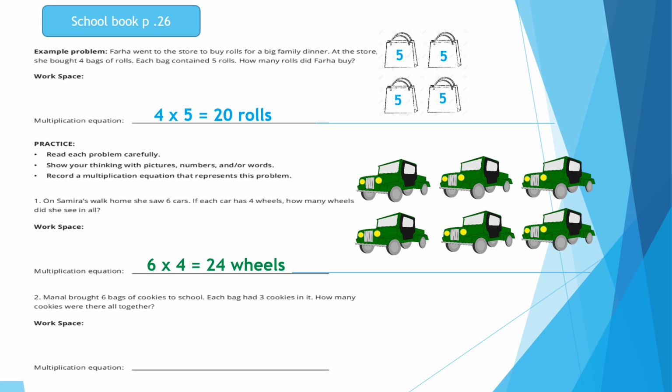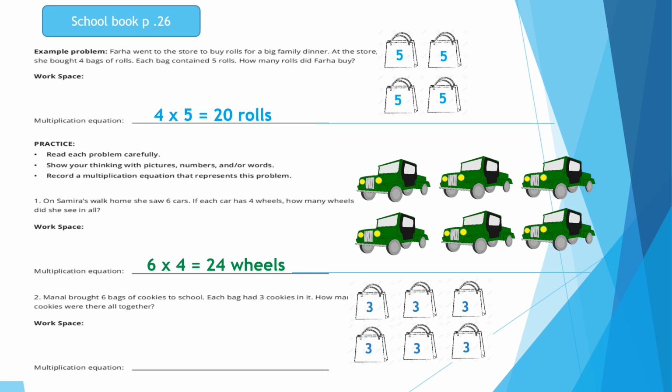Number 2: Manal brought 6 bags of cookies to school. Each bag had 3 cookies in it. How many cookies were there all together? So we draw 6 bags, and each bag contains 3 cookies. So 3 is repeated how many times? 6 times. So it's 6 times 3 equals 18 cookies, because he is asking how many cookies.